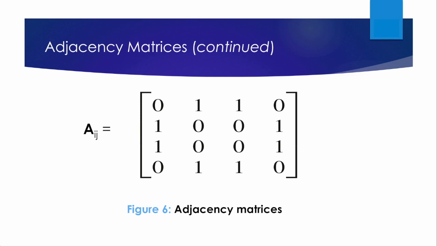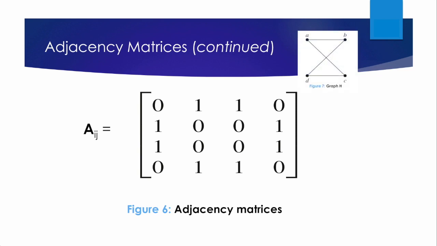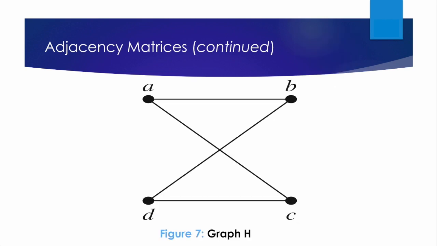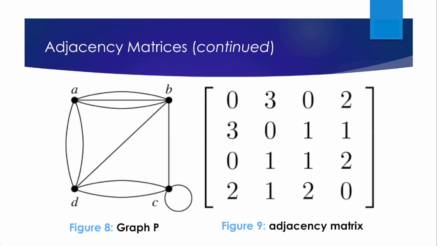Once we have 1 in the entry of row I and column J, we draw an edge between the vertices. If we have 0, then there is no edge between them. As a result, the graph H is shown in figure 7, which represents the adjacency matrix shown previously in figure 6. Adjacency matrices can also be used to represent undirected graphs with loops and with multiple edges.